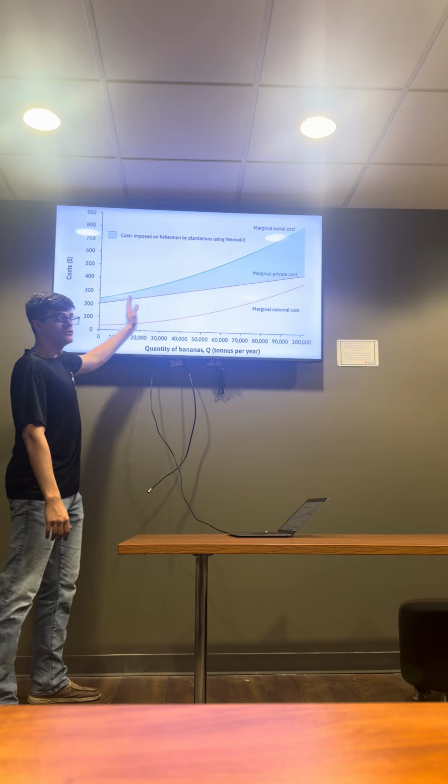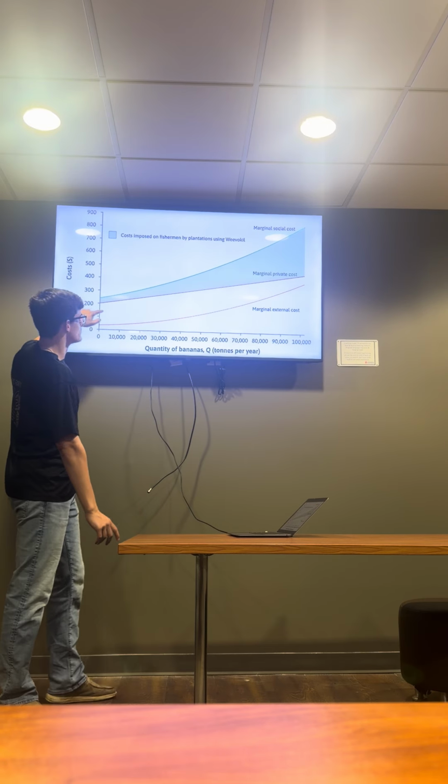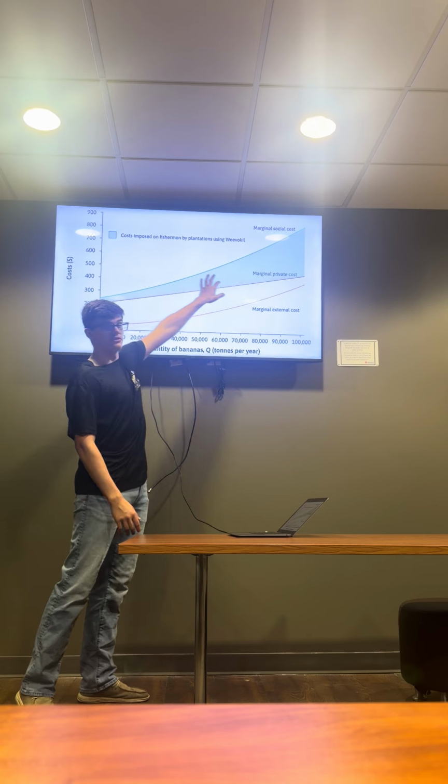This here is a graph that shows all three. So we have our marginal external cost line, this is the orange line. We have our marginal private cost line, or this purple line. And then we have our marginal social cost, or this green line.